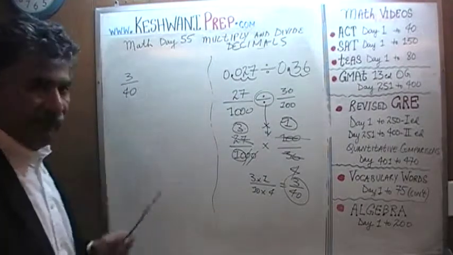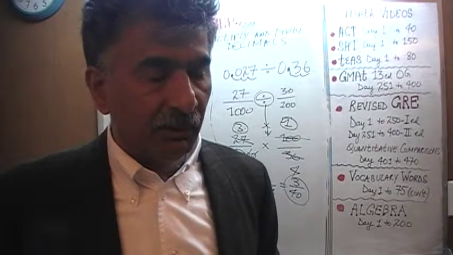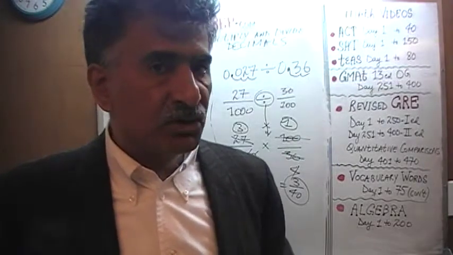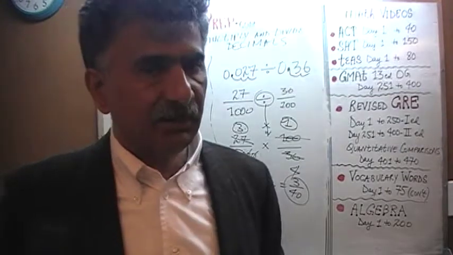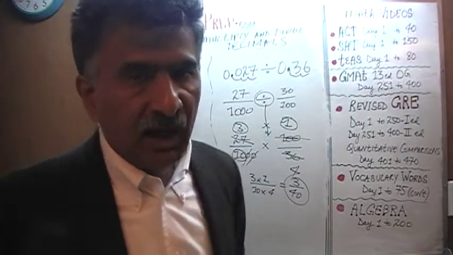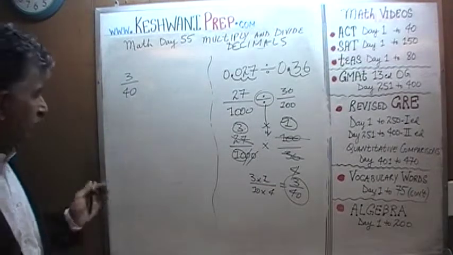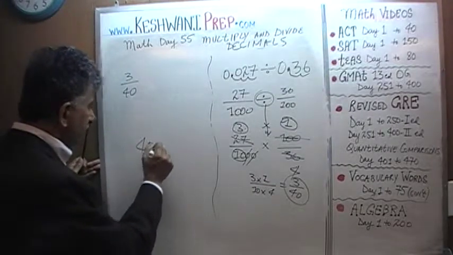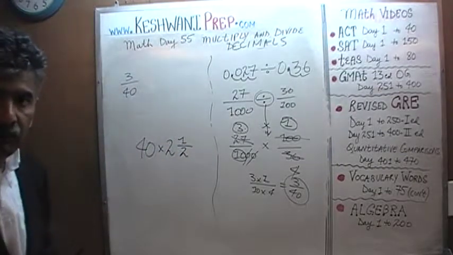When you want to convert any given fraction into its equivalent decimal, your job is to convert the bottom part into 100 as quickly and smoothly as possible. Ask yourself, what number can I multiply 40 by to convert into 100? It turns out that 40 times 2.5 would be exactly 100.